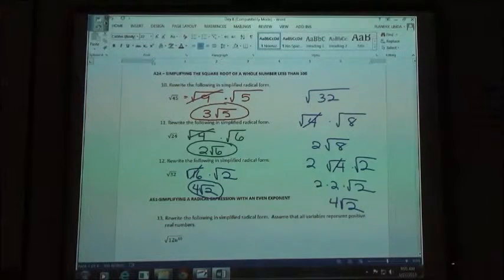So that's what I'm thinking when I'm simplifying, is I'm always thinking about, okay, these ones are all too big, and I'm working my way backwards down my list so that I pick out the biggest perfect square when I simplify. We're going to get more practice here on the next ones.